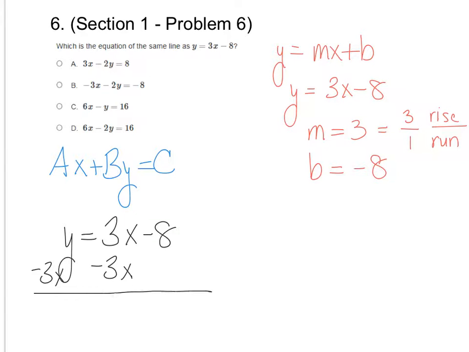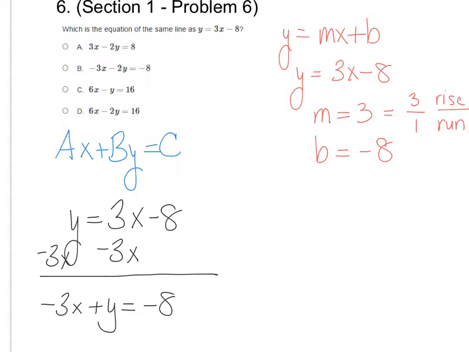Now, a common mistake here is to divide both sides by 3, but if you divide by 3, you're only getting rid of the 3. And you want to get rid of the whole term 3x, so to get rid of the whole term, we have to subtract 3x from both sides. So when I do that, I would get negative 3x plus y is equal to negative 8. So this is now in standard form.